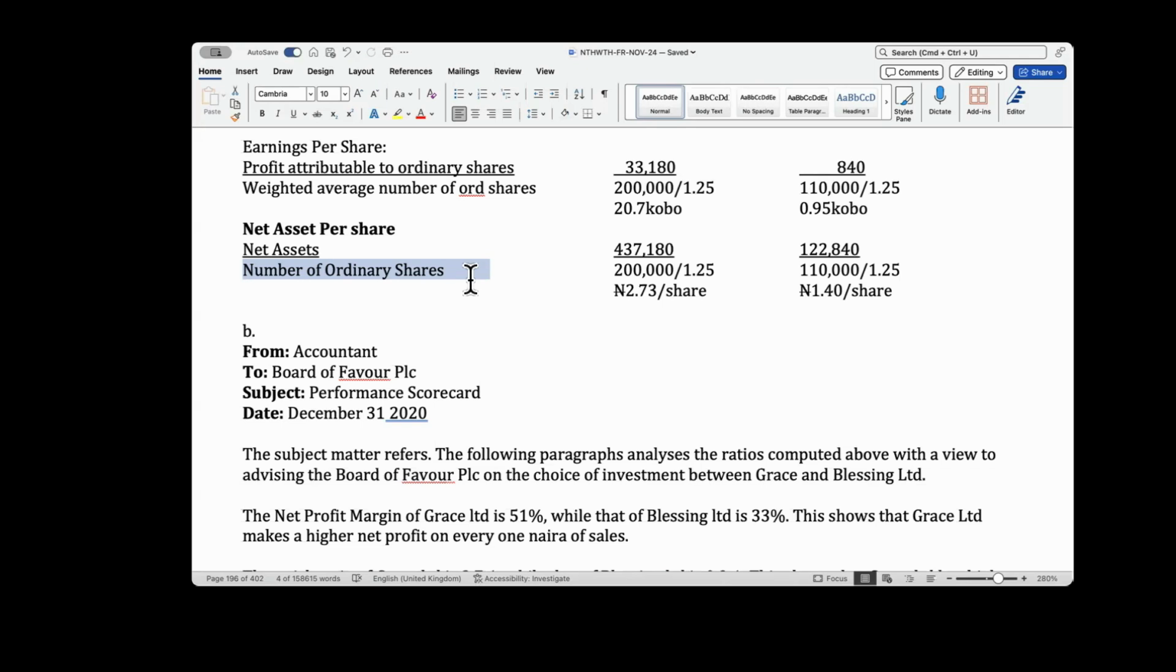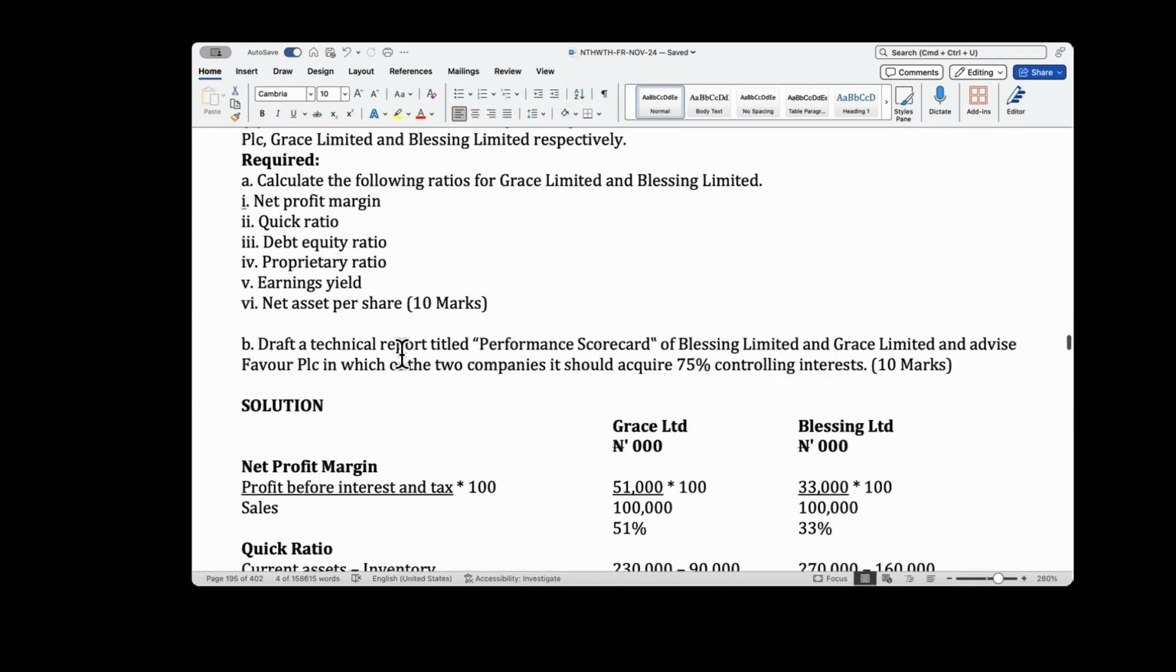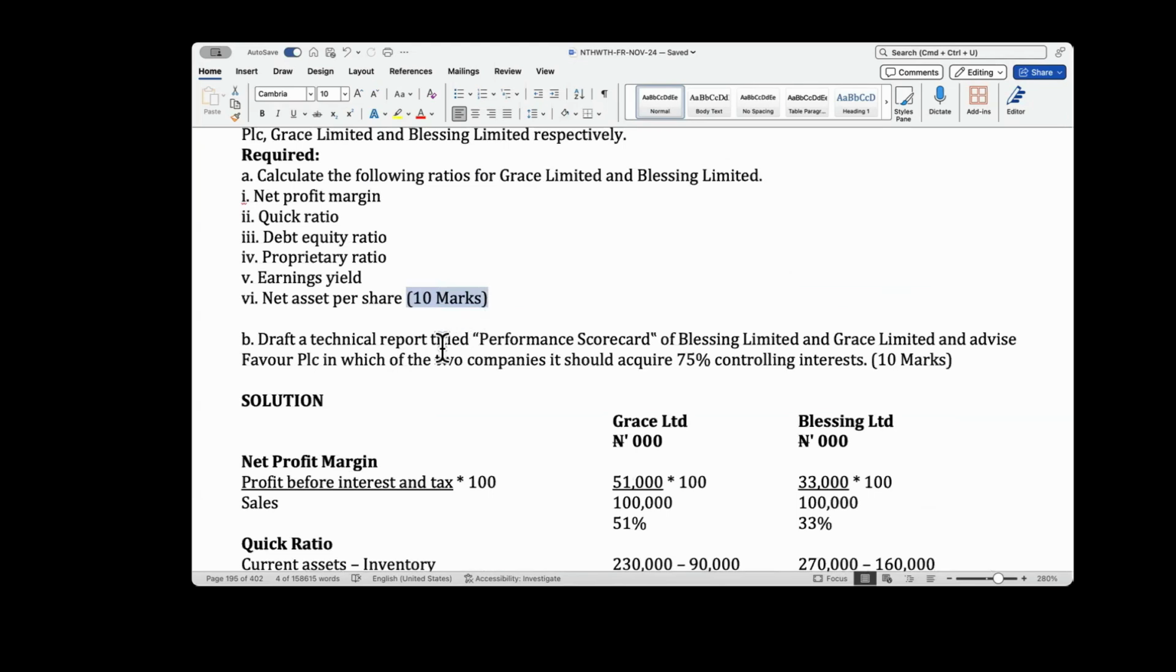Because gross profit margin is the amount of gross profit on every sales, and your cost of sales ratio is the amount of cost of sales on every sales. So if you are making a gross profit on every sales of 10%, that means your cost of sales was 90%. So we did our net asset per share and we got this. That will have earned me how many marks? 10 marks. Now they want me to do a report and comment.